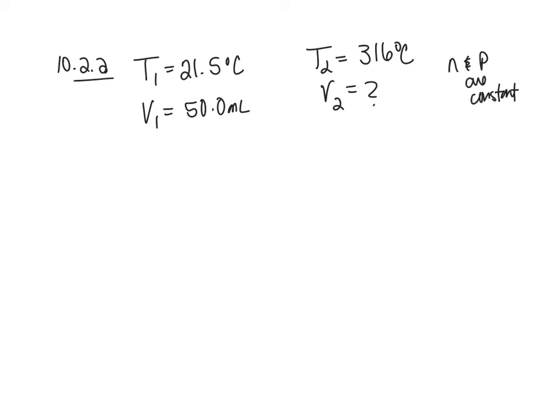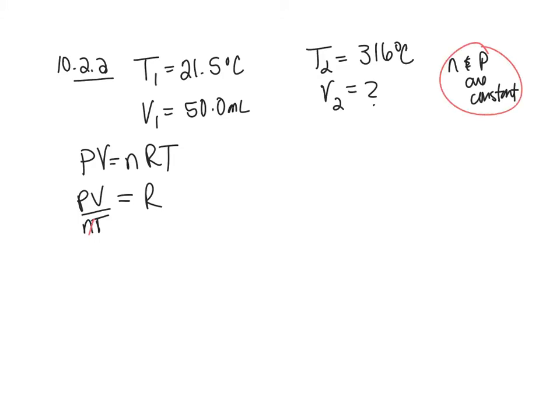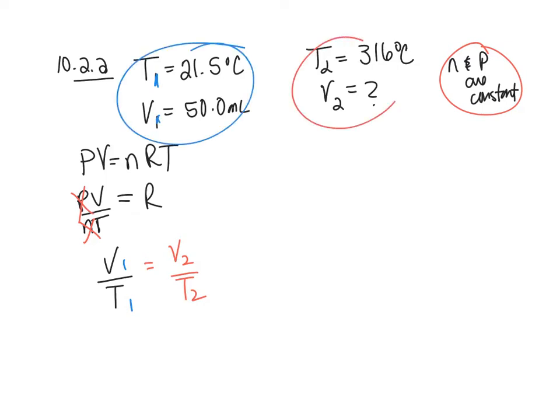So once again, the only thing I have memorized is my perv nerd, PV equals nRT. I'm going to solve for R, because that's the gas constant, PV divided by NT. And now I'm going to mark out N and P because they're constant. And I'm going to rewrite this as V over T, and I'm going to put my ones there, and then I'm going to say equals V2 over T2. And so I'm going to make these my blue. I'll make these my red.